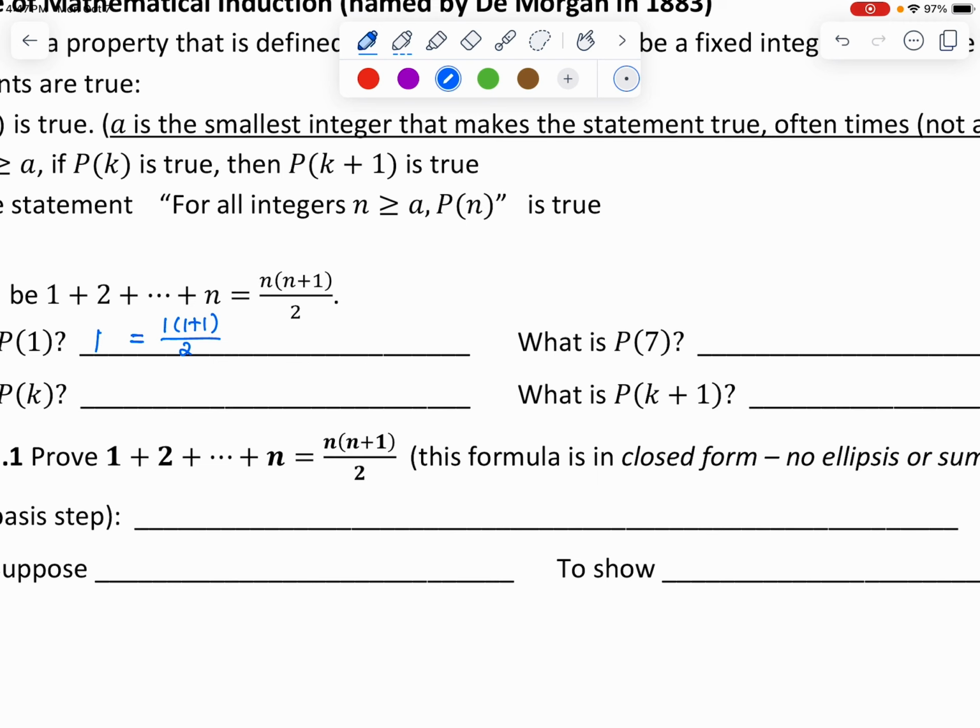Just make sense of P of k, this statement P of n. Now, P of 7 means the left side is n being 7, right? So 1 plus 2 plus all the way up to 7. So 1 plus 2 plus 3, 4, 5, 6, 7. Basically, that's the left side. The right hand side is 7 times 7 plus 1, so 7 times 7 plus 1 divided by 2. Basically 7 times 8 divided by 2. So that's the P of 7.